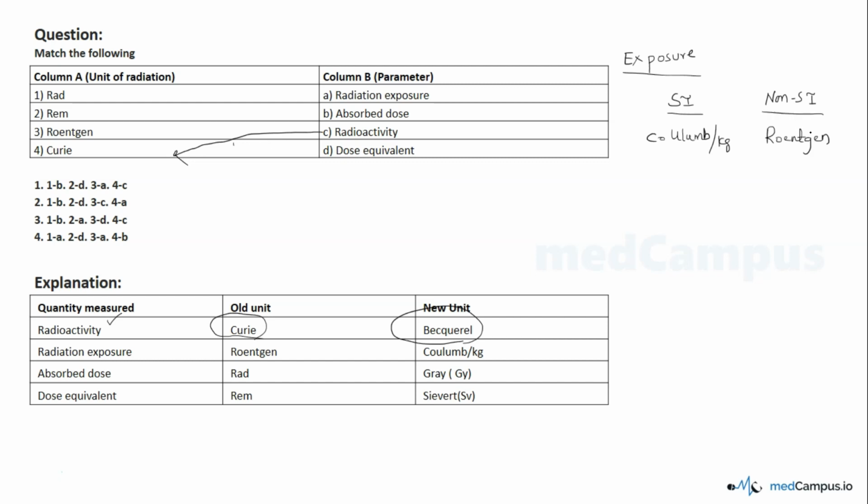This is about exposure. So radiation exposure is Roentgen. Here option 3 is A, and option 4 is matching with C. So probably by looking at these two options, option 1 should be the correct answer, but we'll look into that.